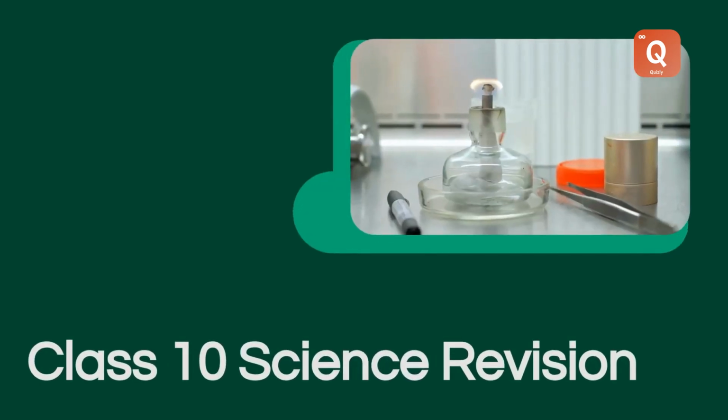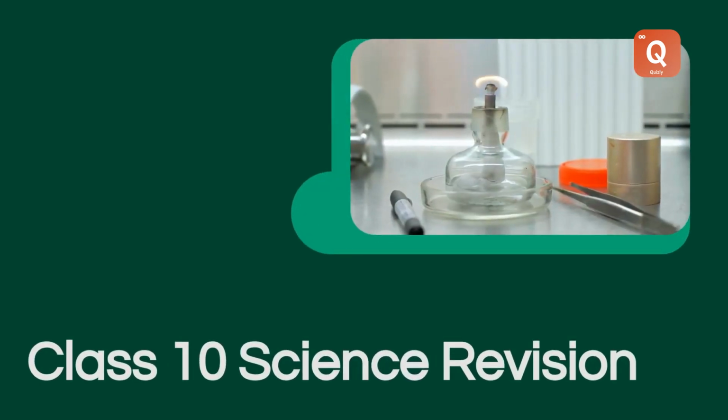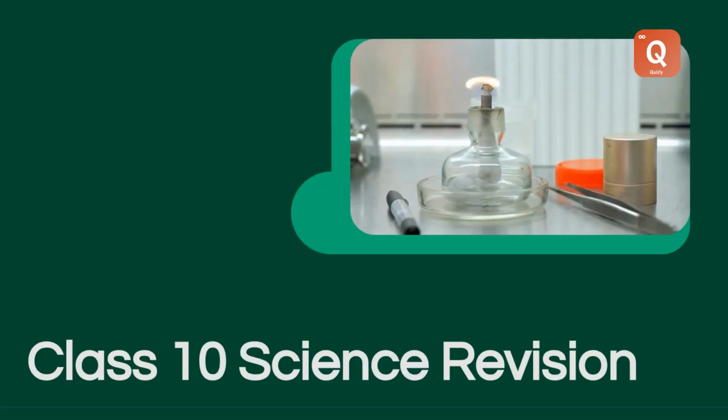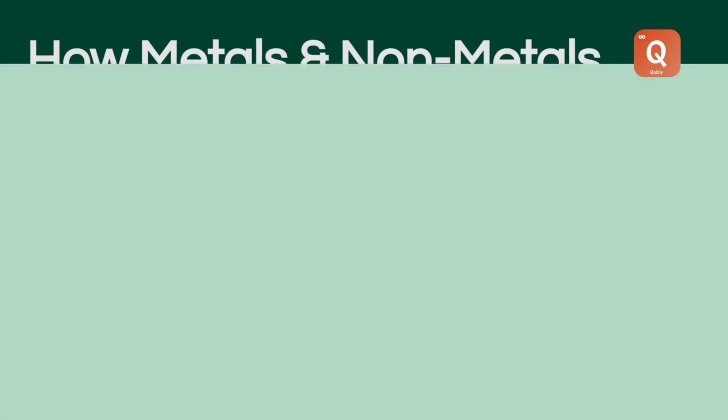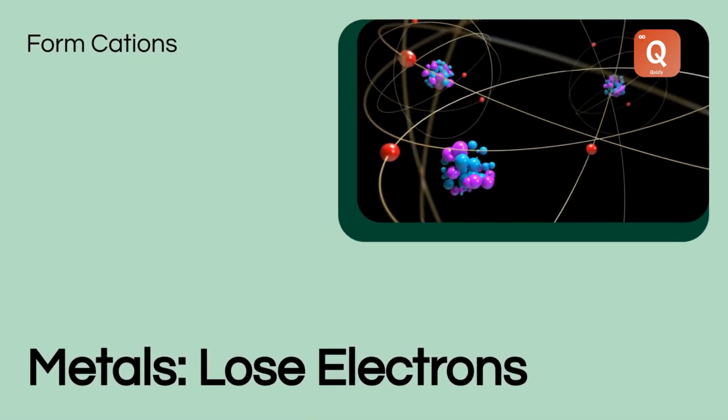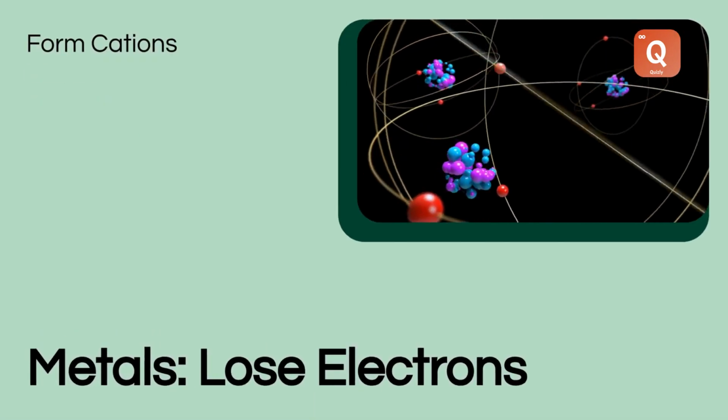Welcome, Class 10 students. Today, we're diving into Chapter 3 of Science, Metals and Nonmetals. Specifically, we'll explore how metals and nonmetals react with each other, focusing on electron transfer and the formation of ionic compounds. First, let's understand that metals have a tendency to lose electrons from their outermost shell.